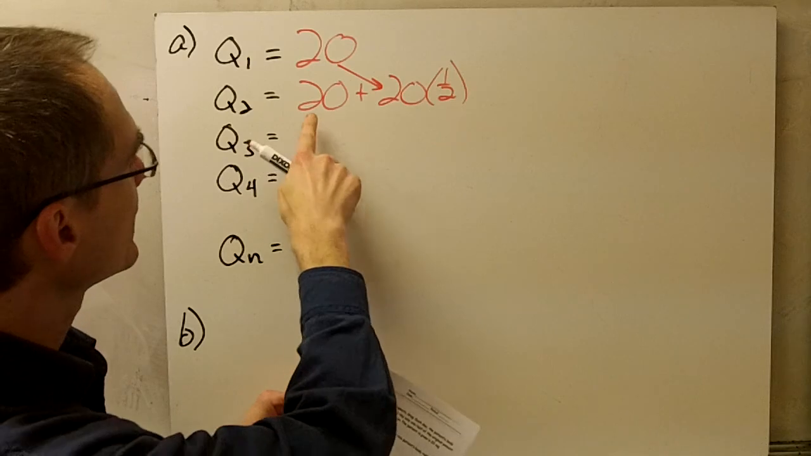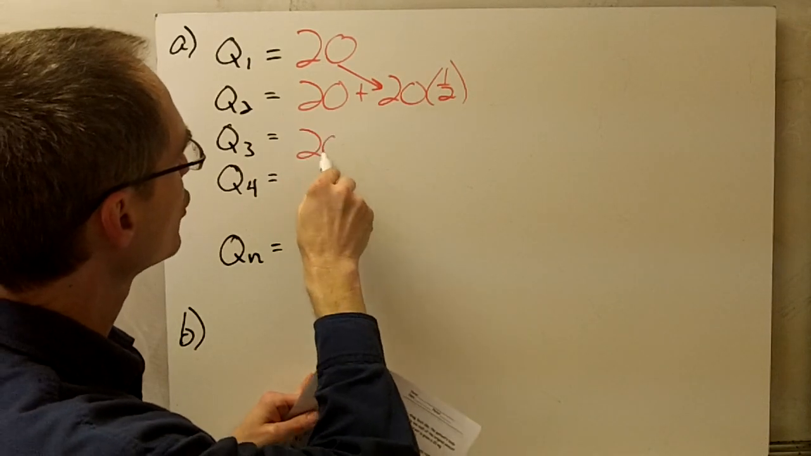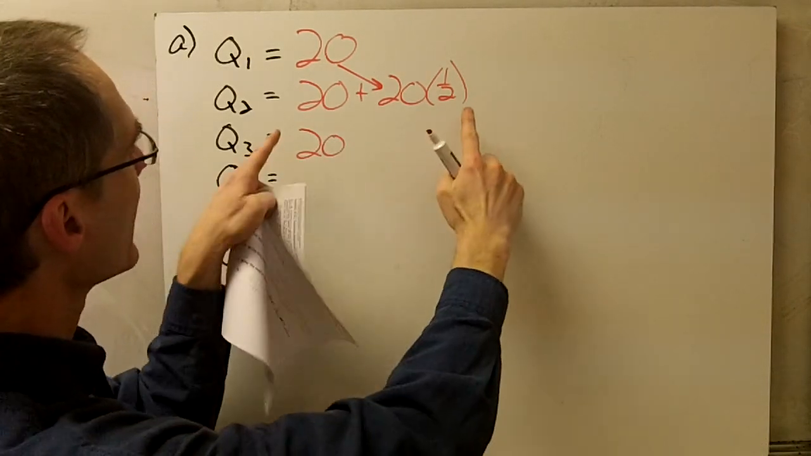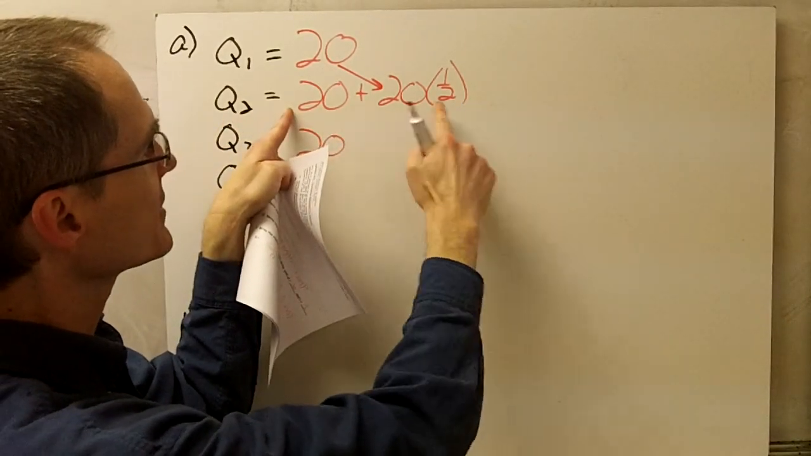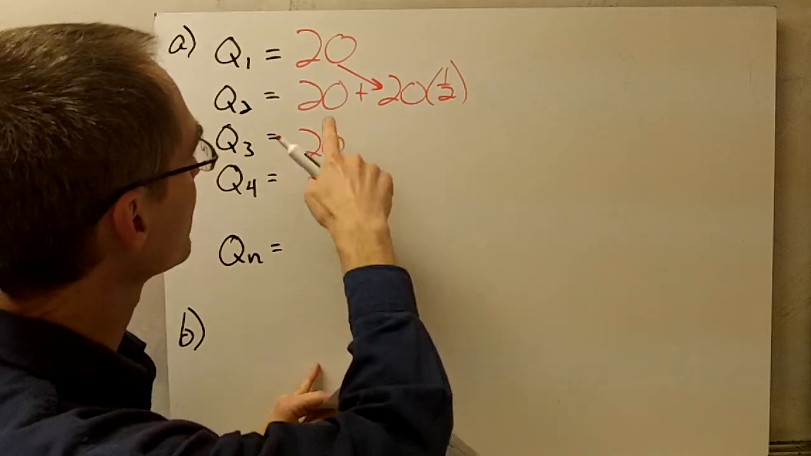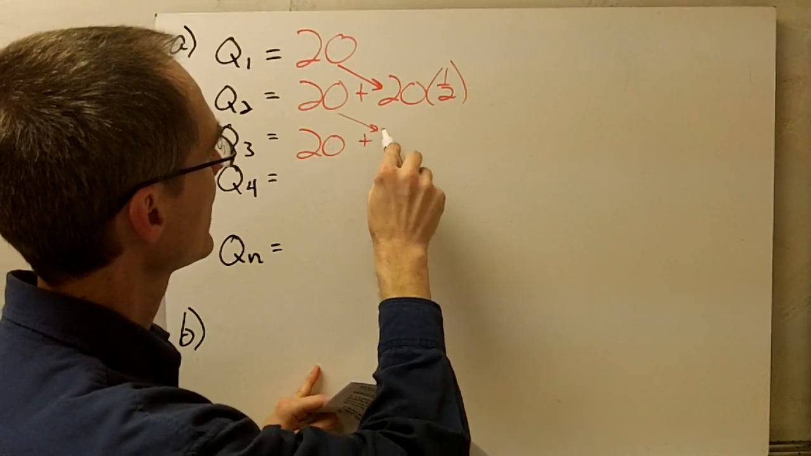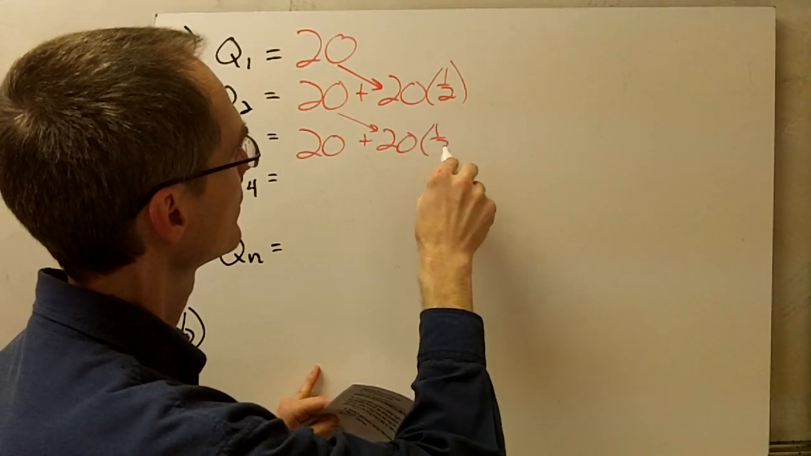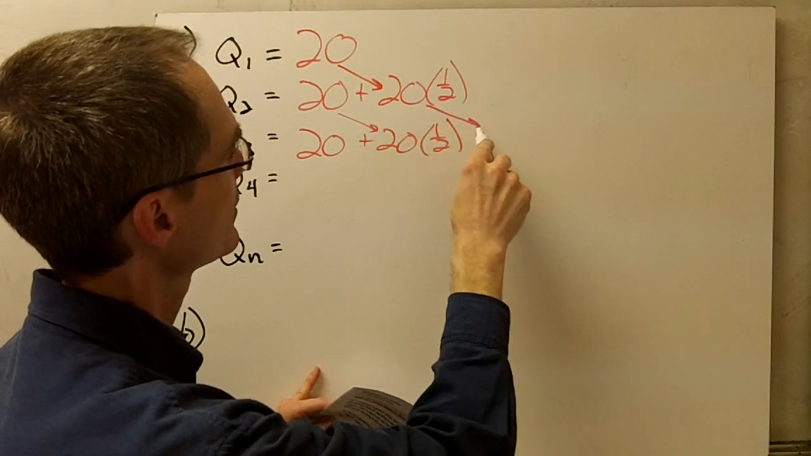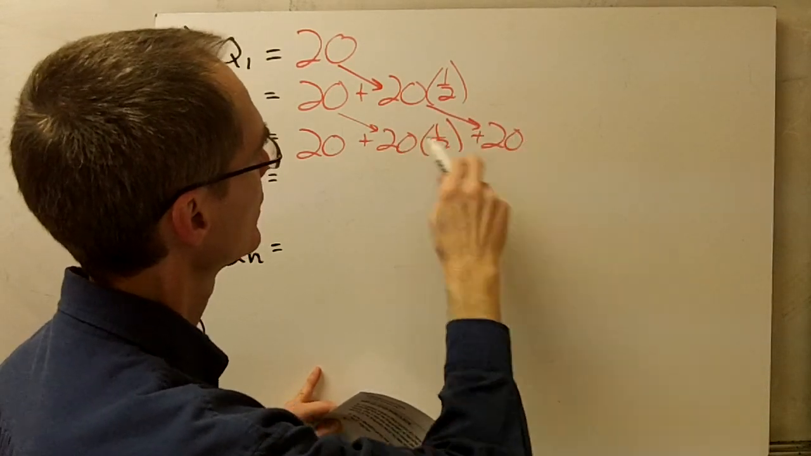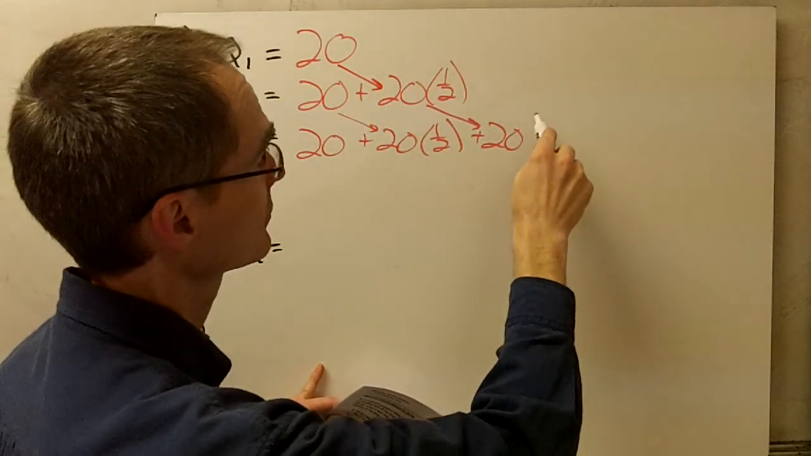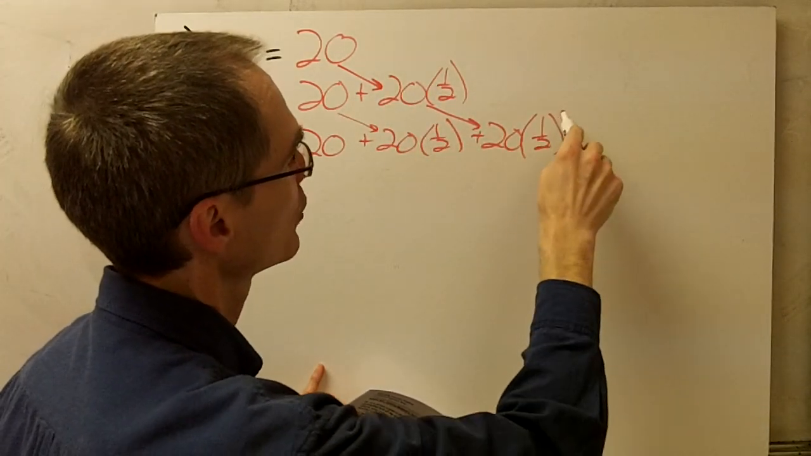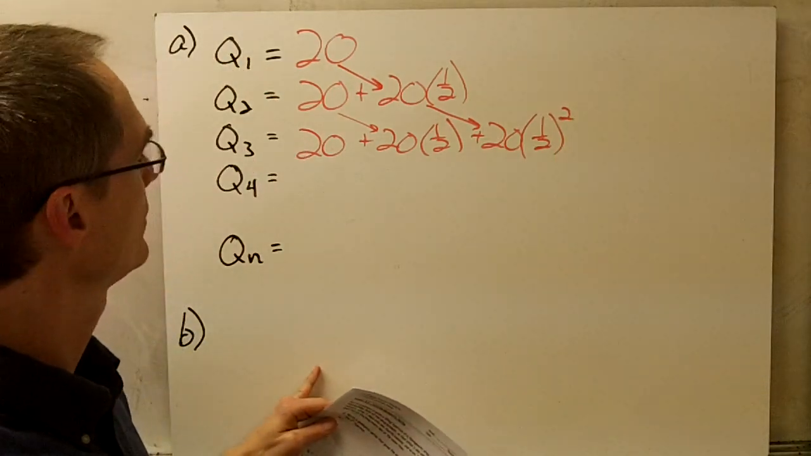On the third day, again, we get another 20 milligram injection. And then all of this that was in the body on the second day is all going to be reduced by 1/2. So 20 times 1/2. And this amount here is also going to be reduced by 1/2. So we've got 20 times 1/2 times 1/2, or 20 times 1/2 squared.